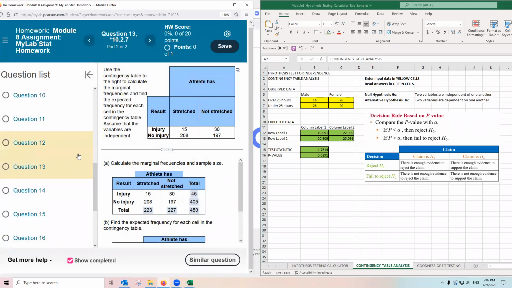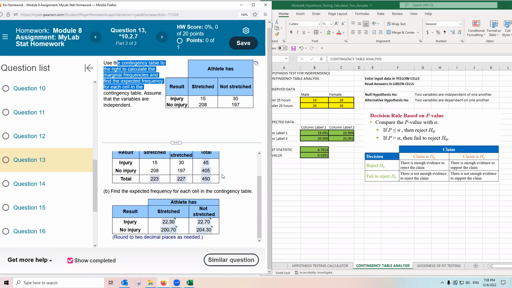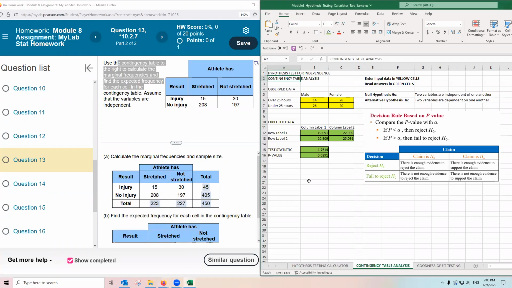Let's take a look at this one. This one is asking you to fill in this green table here. So let me show you this example here. So it says, use the contingency table to calculate marginal frequencies and find the expected frequency for each cell. All right. Well, first, let me copy the data here.